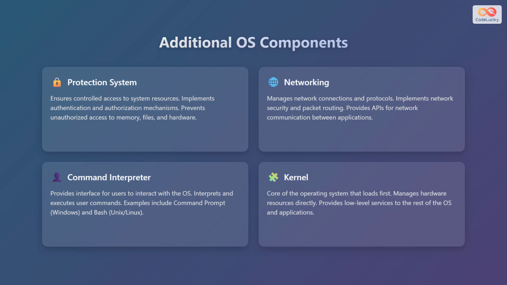Third, command interpreter. It provides an interface for users to interact with the operating system. It interprets and executes user commands. Examples include command prompt on Windows and Bash on Unix or Linux. Fourth, kernel. It is the core of the operating system that loads first. It manages hardware resources directly. It provides low-level services to the rest of the operating system and applications.